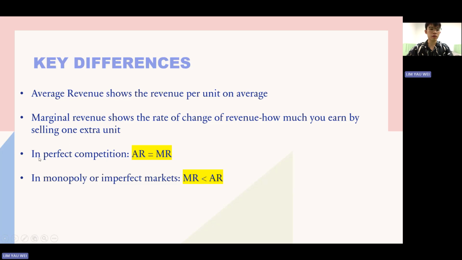In perfect competition, average revenue is equal to marginal revenue. The second is in monopoly or imperfect markets, where average revenue is more than marginal revenue.